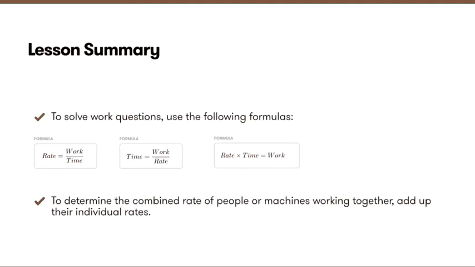Okay, to recap, when solving work questions, we'll use the following formulas. Rate equals work divided by time. Time equals work divided by rate. And rate times time equals work. Second, to determine the combined rate of people and machines working together, we will add up their individual rates.